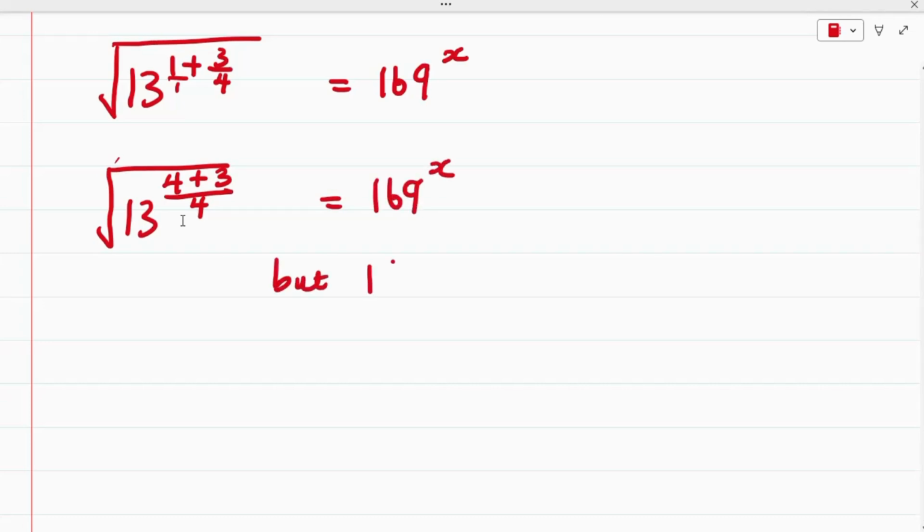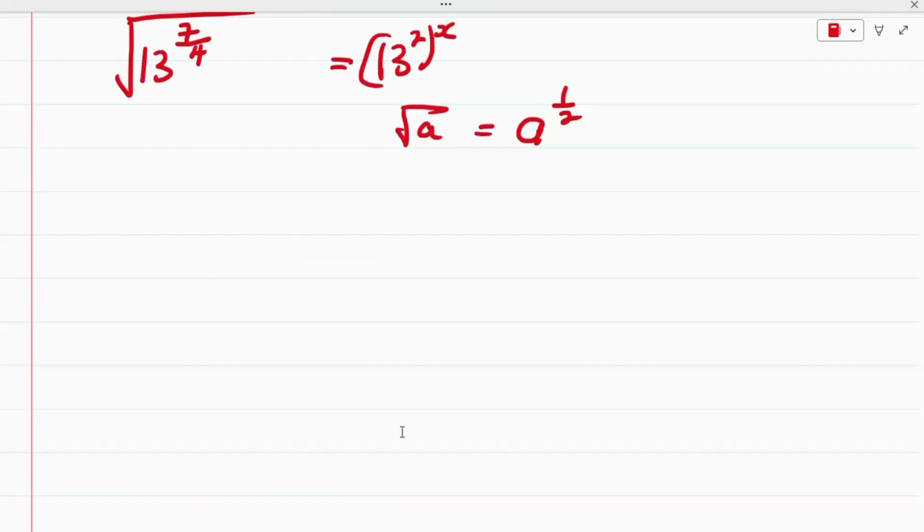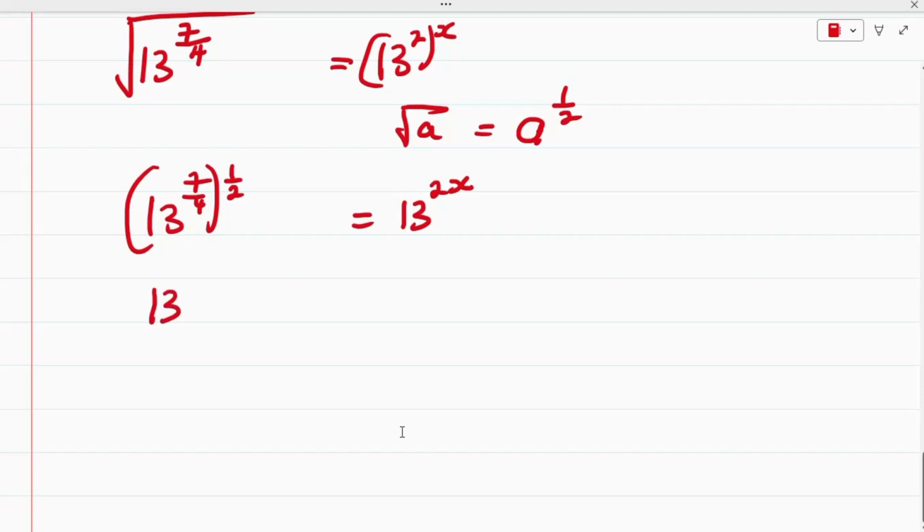But 169 can be expressed as 13 raised to the power of 2, so we have the square root of 13 raised to the power of 4 plus 3 is 7 over 4. This is equal to 13 raised to the power of 2, all raised to the power of x. But we know that the square root of a is equal to a raised to the power of 1 over 2, right? So we have 13 raised to the power of 7 over 4 multiplied by 1 over 2, equals 13 raised to the power of 2 times x, which is 2x. So we have 13 raised to the power of 7 times 1 is 7, divided by 4 times 2 is 8, which equals 13 raised to the power of 2x.